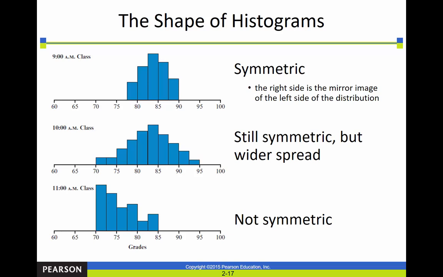Or not symmetric. In that class, the highest grades were 70%, the highest number of people earning those grades, down to, kind of slopes down to the right.